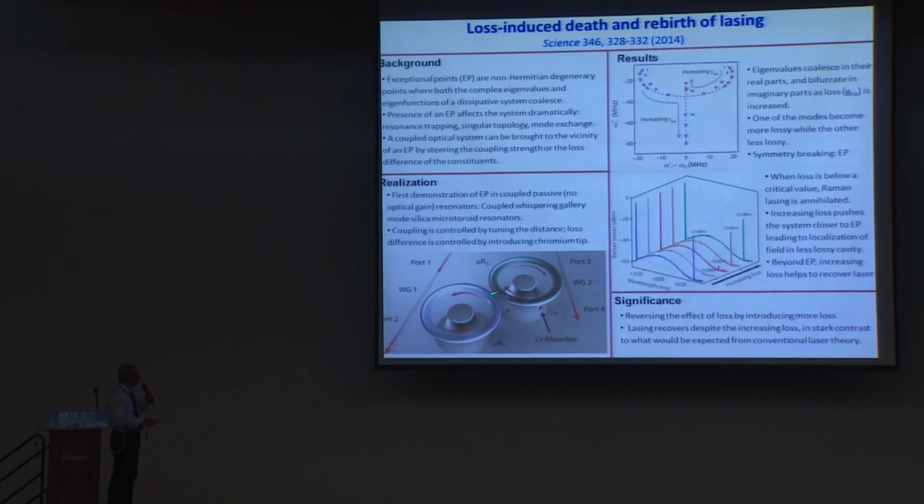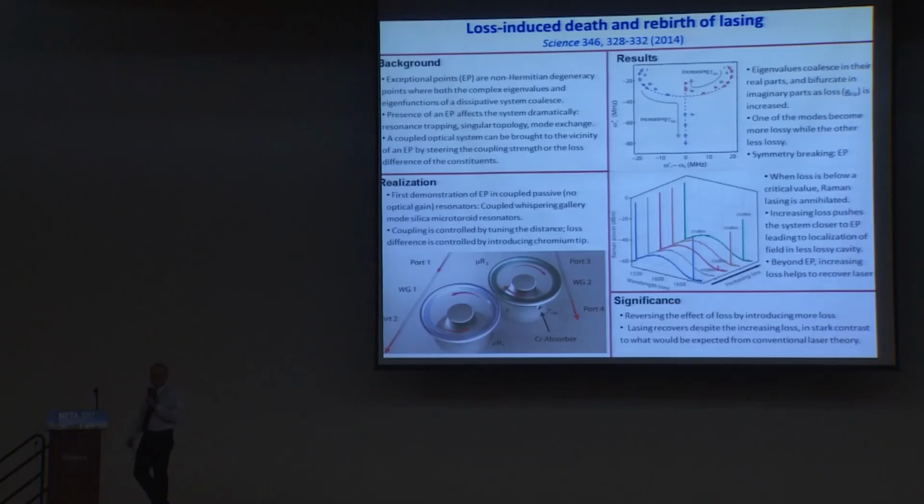And then you control it by the distance between them and the coupling. And the eigenvalues coalesce in the real parts and bifurcate eventually. One of the modes becomes more lossy while the other becomes less lossy. There is symmetry breaking at the exceptional point. And then you can get this revival of lasing. And the significance is that you can actually reverse the effects of loss by introducing even more loss. And lasing is recovered despite this increase in loss, in stark contrast to what would be expected from conventional laser theory. And thanks for your attention.